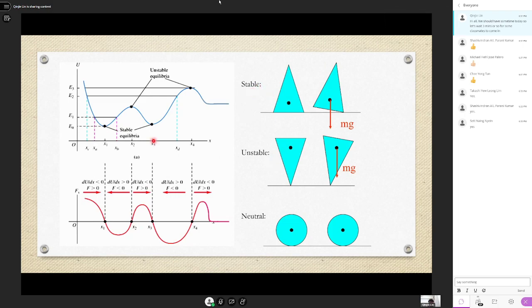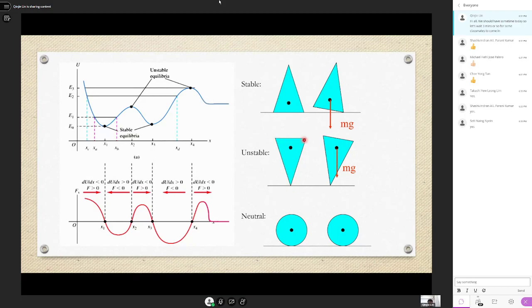Unstable equilibrium is given by the maximum points. So on this graph, wherever there's a maximum point, that is the unstable equilibrium. At these points, the object will stay because it's in equilibrium, but the moment you displace it by a bit, it will start to go away. It will find the next stable equilibrium.